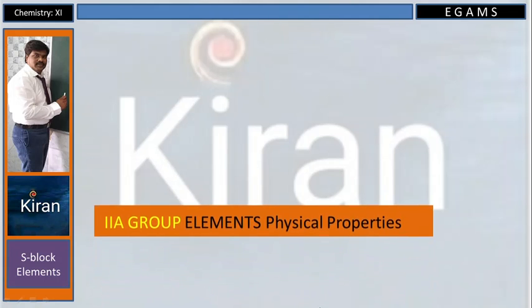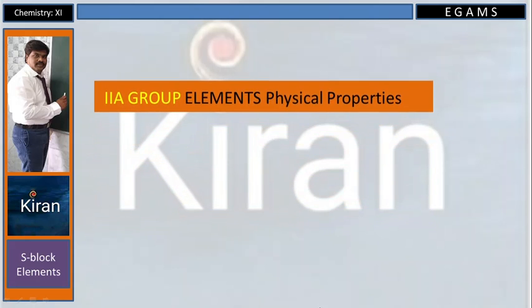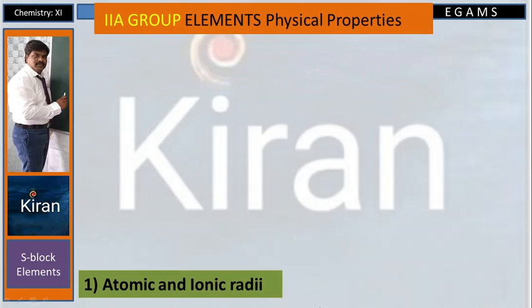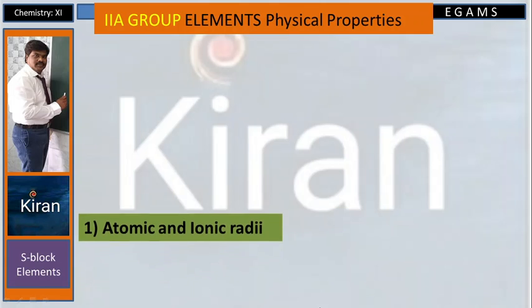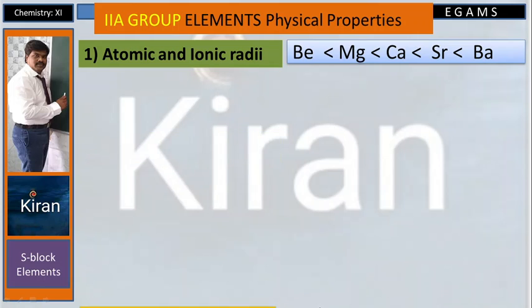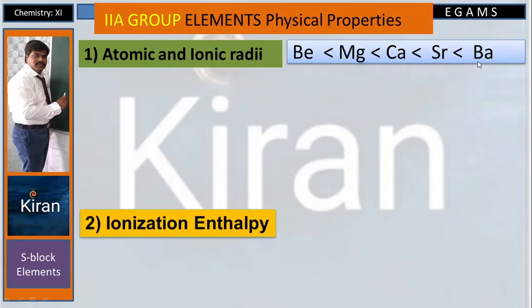Second A group elements' physical properties. What physical properties did we study in alkali metals? Here also we are going to see. Atomic radii and ionic radii both increase down the group from top to bottom. See here, from beryllium to barium the atomic radius increases.